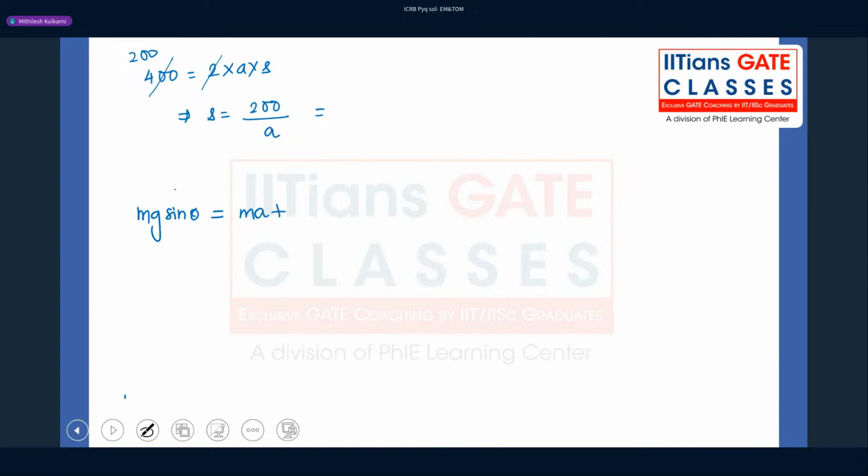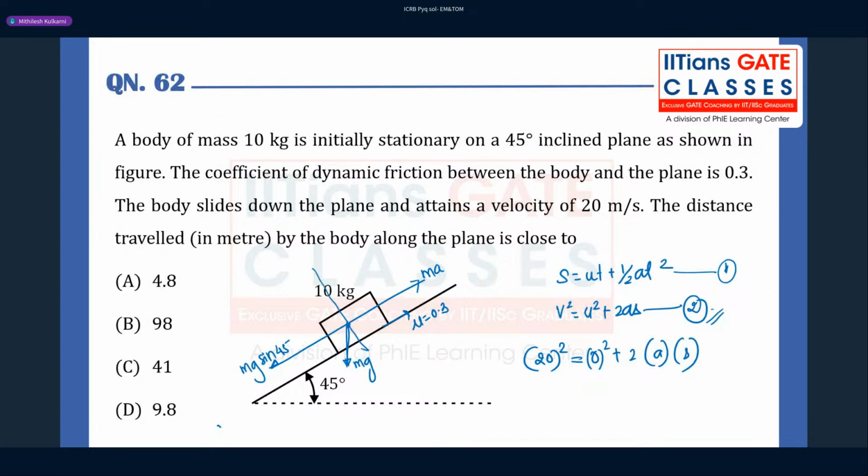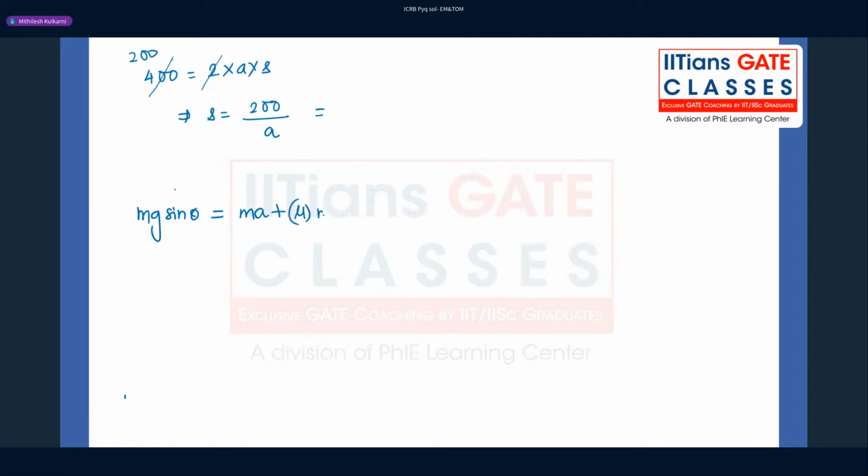Frictional force is how much? The component of the force in the downward direction is mg, let's say cos of theta, and this is the normal reaction. So frictional force has to be mu into N. Normal reaction has to be mg cos of theta. So I would say mu into mg cos of theta. Mass is same, you can cancel it out. So g sine theta is equal to acceleration plus mu times g cos of theta. So acceleration can be written as g times sine of theta minus mu times cos of theta.